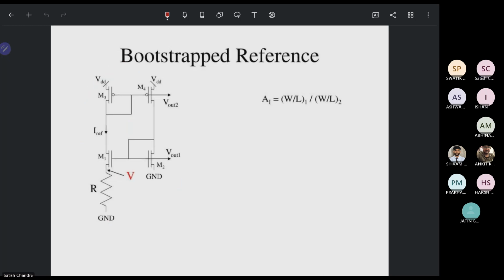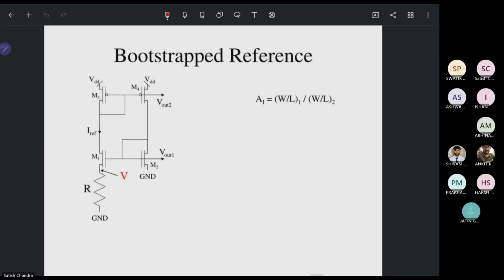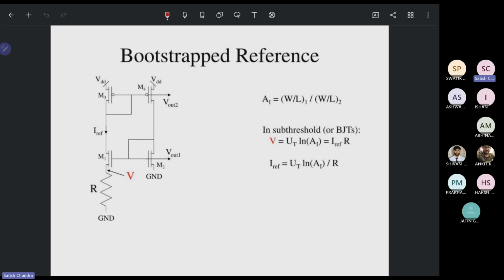In the subthreshold or the BJT, in the case of BJT also we're going to see that one. If I calculate the V here, that is VT ln A, that is this part, which is nothing but equal to IREF R, because this is the current which is going to flow through this one, since we already know that the ID current passing through this MOSFET is going to go through that resistance. So basically, we can calculate this in this form. If I evaluate this, we can get the IREF.